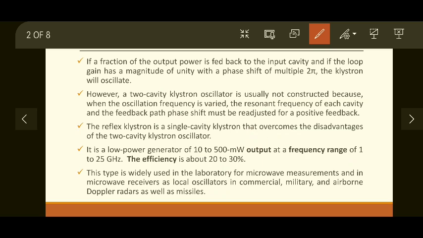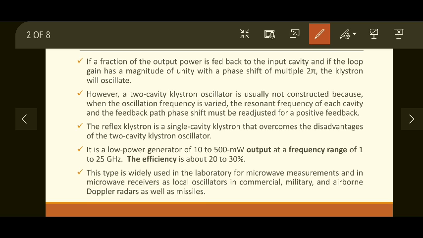But the two cavity klystron oscillator is usually not constructed, because when the oscillation frequency is varied, the resonant frequency of each cavity, because there will be at least two cavities for a two cavity klystron, and for a multi cavity klystron there may be more than two cavities, these cavities will suffer a different resonant frequency, and we will have to adjust the feedback and the phase shift to provide proper oscillation. Since multiple cavities are involved, it is difficult to adjust the resonant frequency of each cavity, because the cavity will have to work as a resonator in that case.